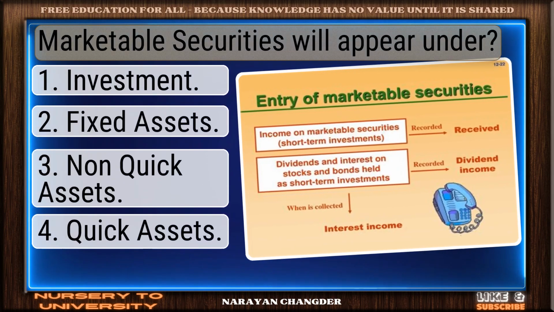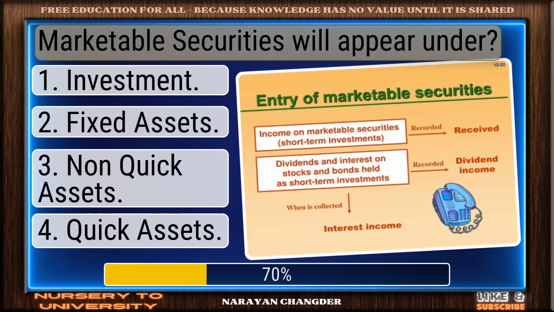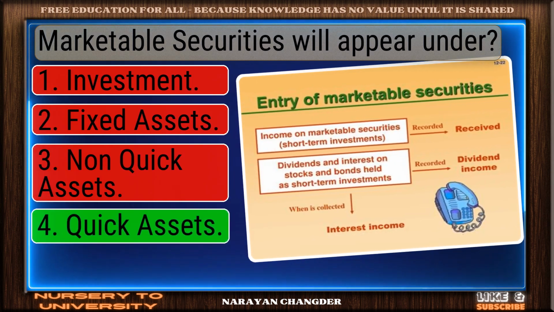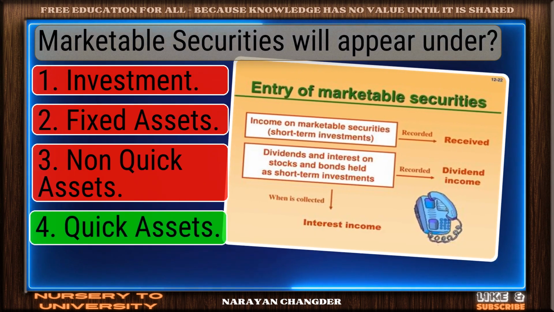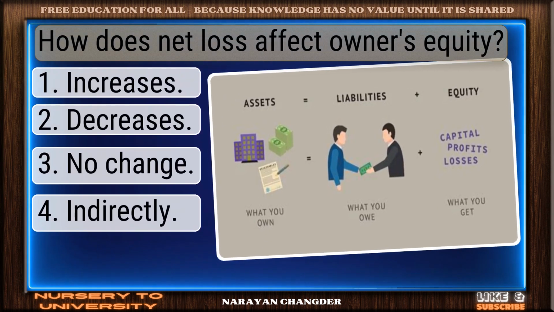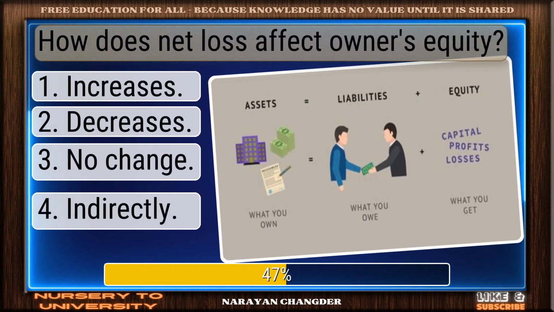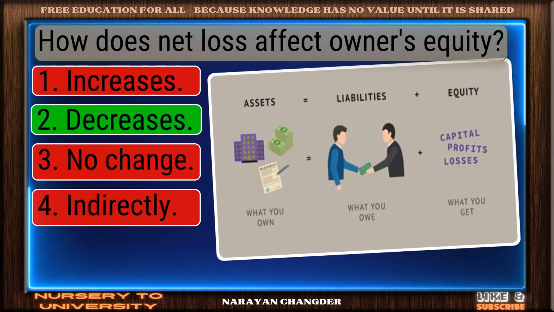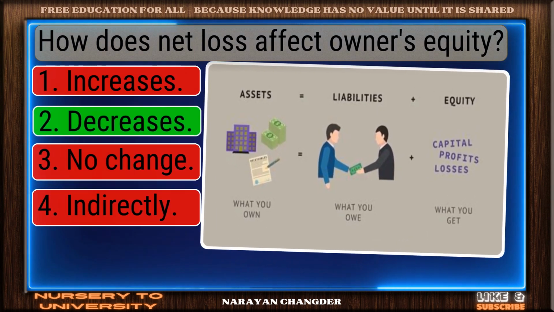Marketable securities will appear under. Right again. Quick assets is a valid answer. How does net loss affect owner's equity? Perfect. Decreases is the correct choice.